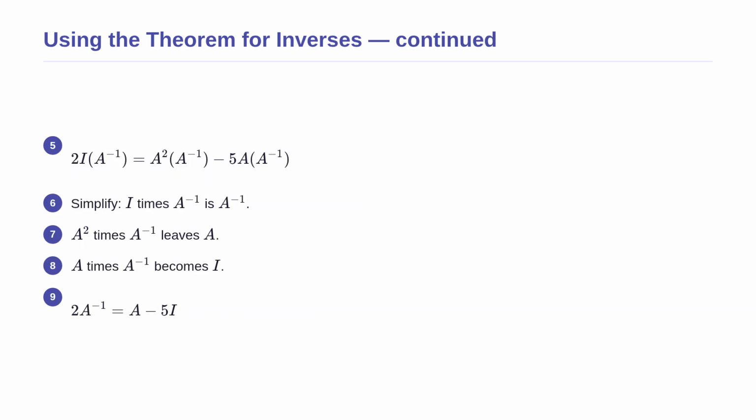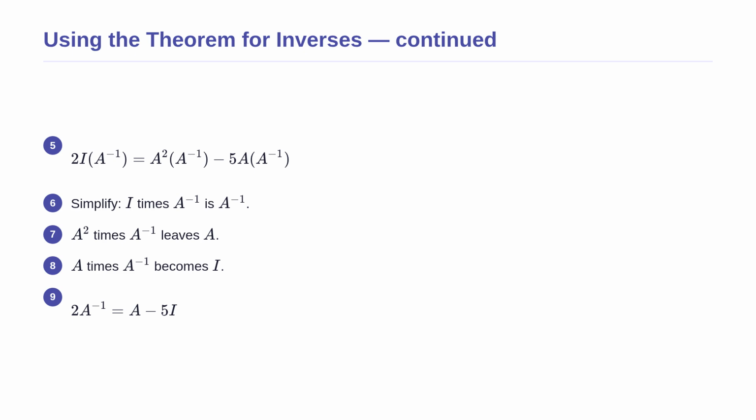Continuing with our algebra, we distribute the inverse matrix to every term. Why do we do this? Because multiplying a matrix by its inverse cancels it out, just like dividing a number by itself. When we multiply the identity matrix by A inverse, it just remains A inverse. When we multiply A squared by A inverse, one of the A matrices cancels out, leaving just A. And when we multiply 5A by A inverse, the matrices cancel completely to become the identity matrix.